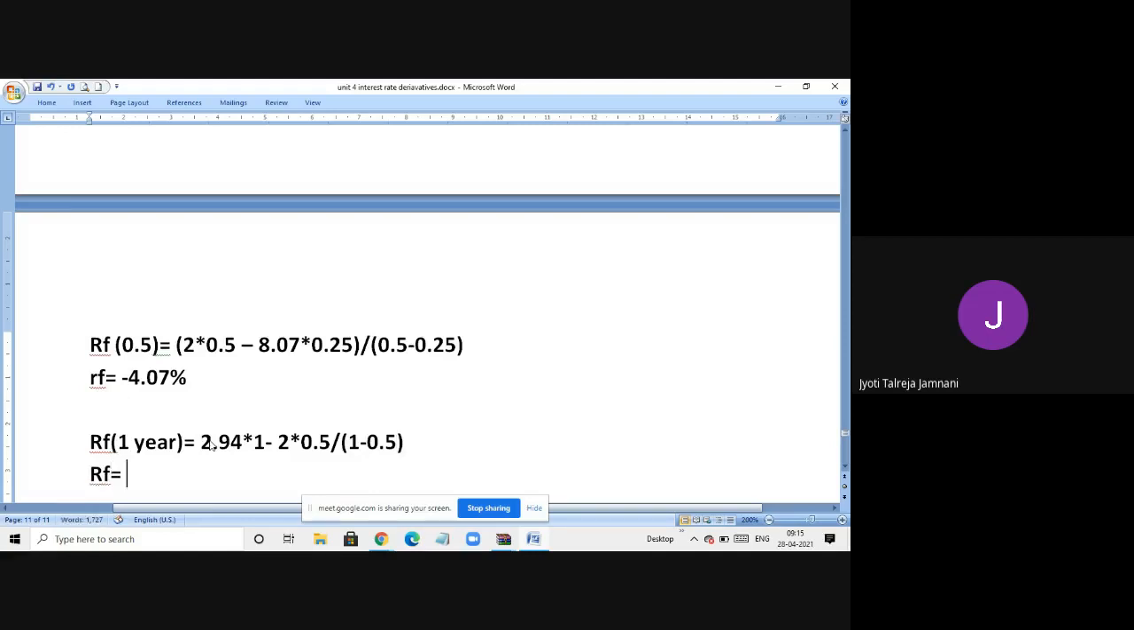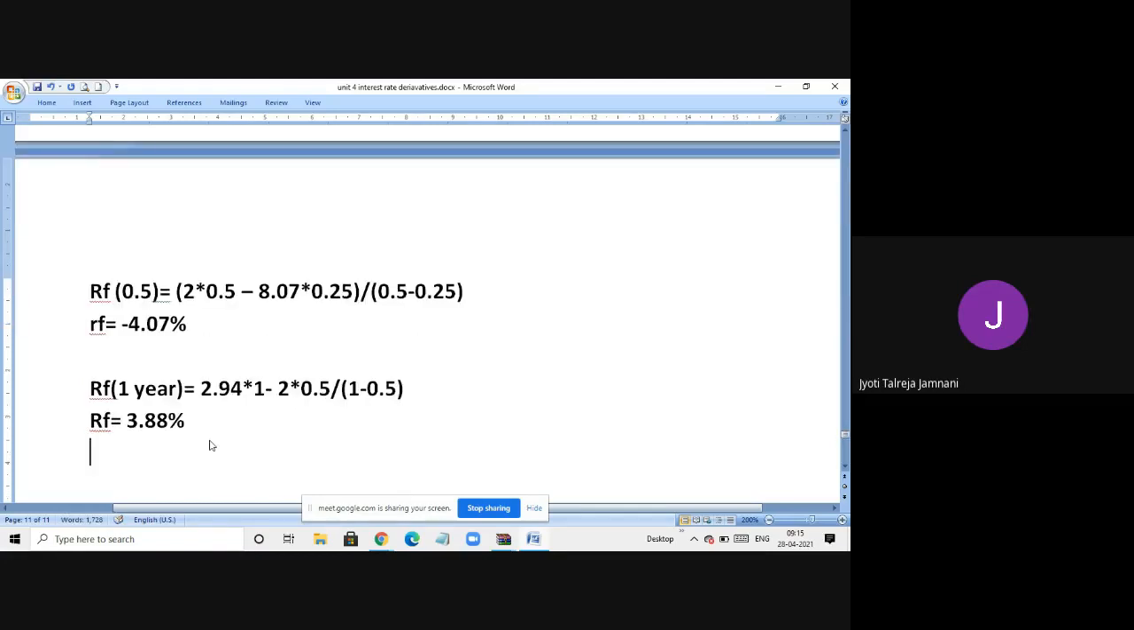So RF is equal to 3.88%, ma'am. 1.88%. Then RF for 1.5 years.